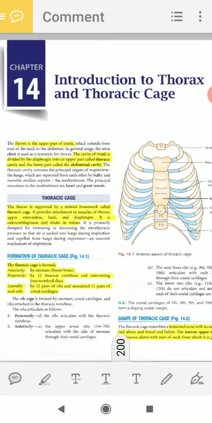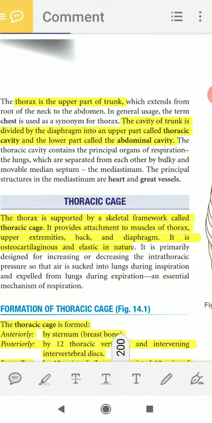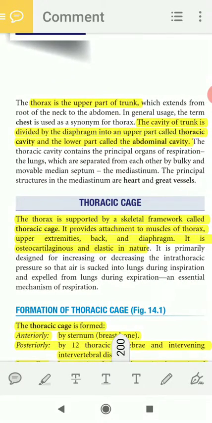At first, what is thorax? The thorax is the upper part of the trunk and it extends from the root of the neck to the abdomen. The cavity of the trunk is divided by the diaphragm into an upper part, that is the thoracic cavity, and a lower part, that is known as the abdominal cavity. So we will know about the thoracic cavity.